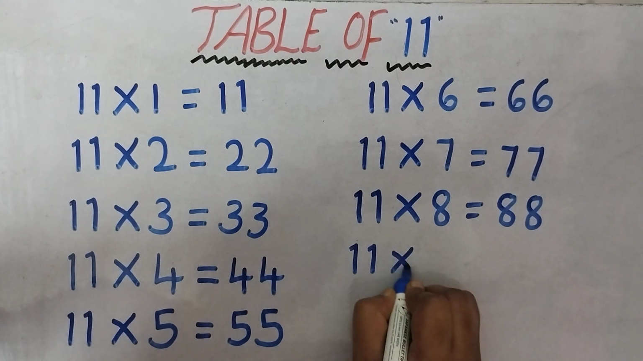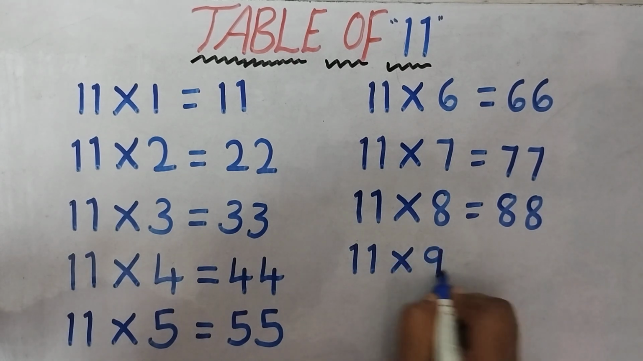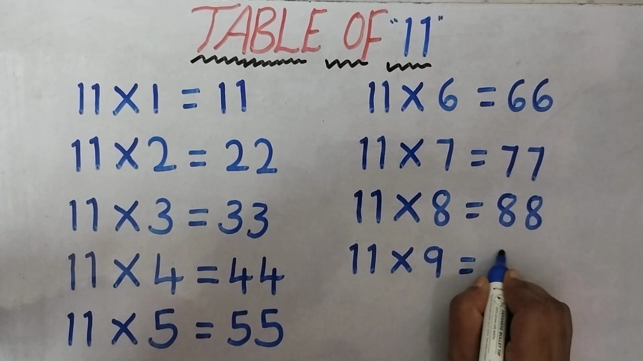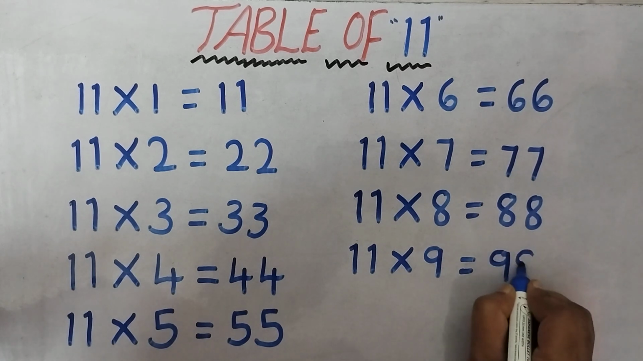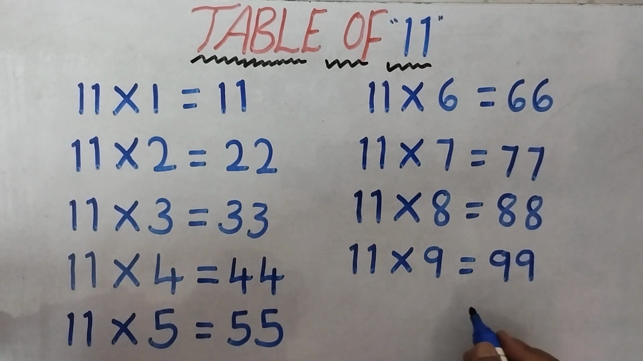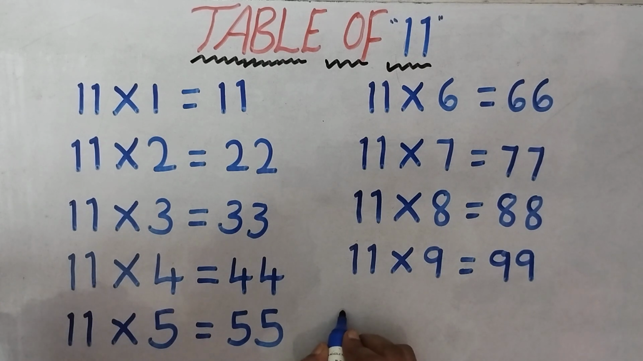11 into 9 is equal to 99. 11 nines are 99.